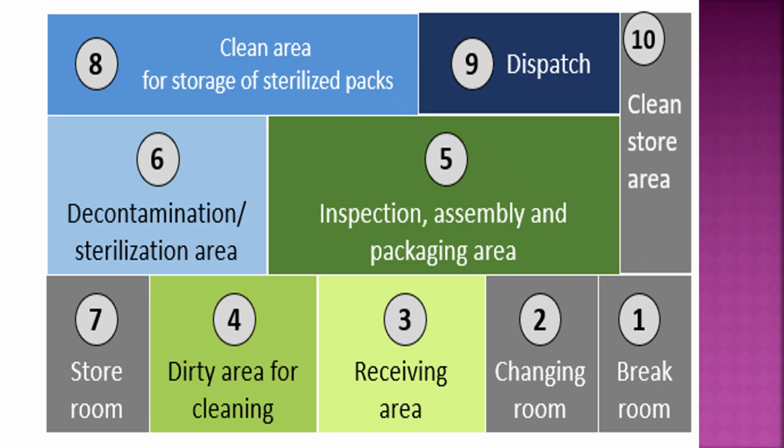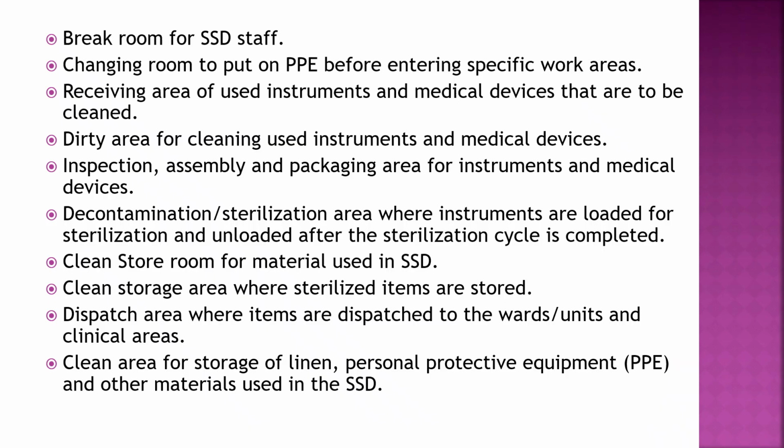So total 10 areas are there. First is break room, then changing room, then receiving area, dirty area for cleaning, then inspection, assembly and packaging area. Sixth is decontamination or sterilization area. Seventh is store room. Eighth is clean area for storage of sterilized packs. Ninth is dispatch, and tenth is clean store area. So these are different areas. Here you can see break room, changing room, receiving area, dirty area, inspection, assembly, packaging area, decontamination and other areas, clean storage area, then dispatch area.